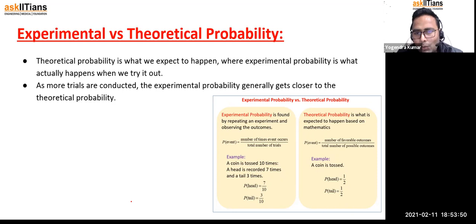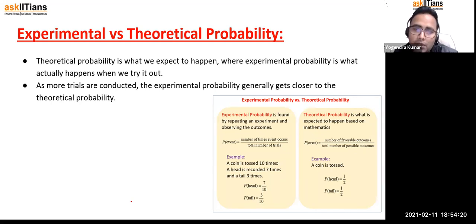A coin is tossed 10 times, head is recorded 7 times, and tail is recorded 3 times. So what is the probability of getting head when we throw the coin? It is 7 by 10. And the probability of tail is 3 by 10. Simple. It is based on the experiment that already happened, the previous data we have, and on that basis we are forecasting it.